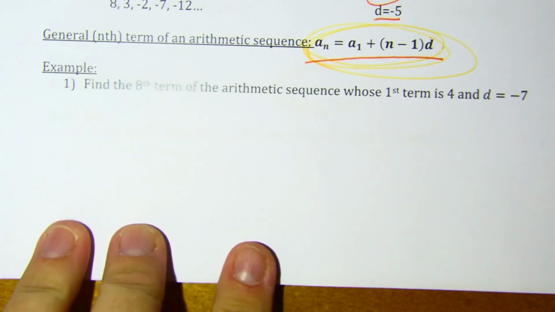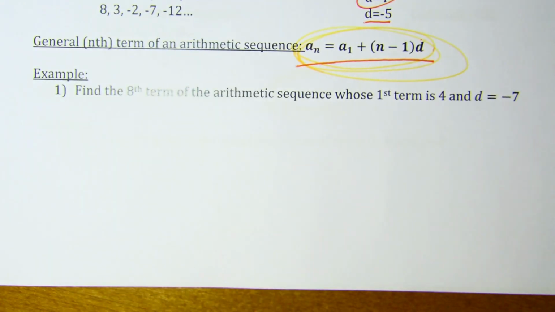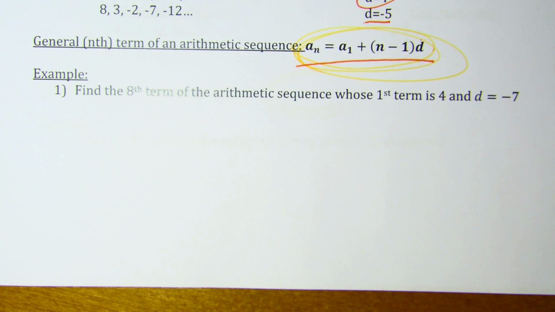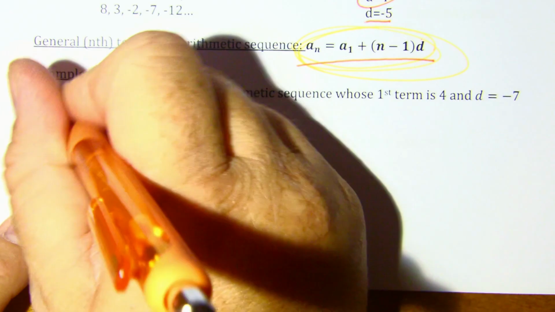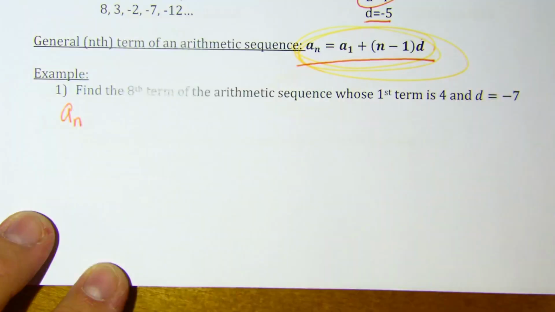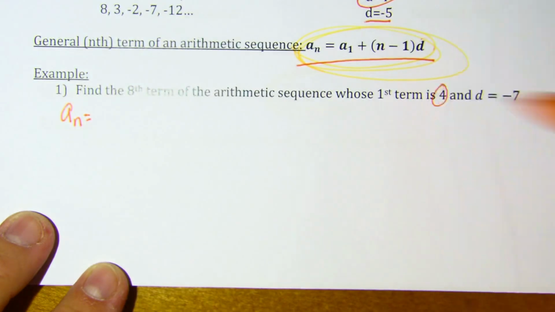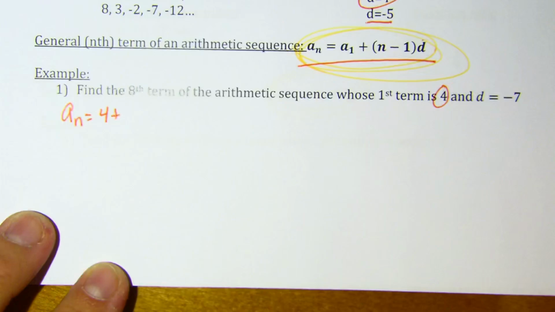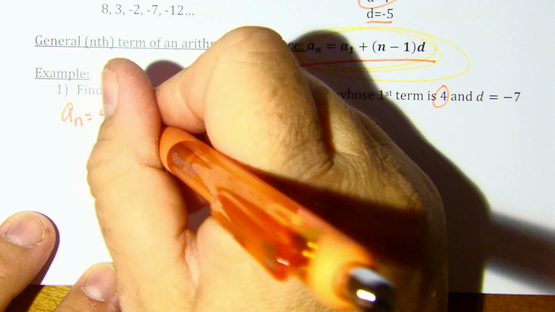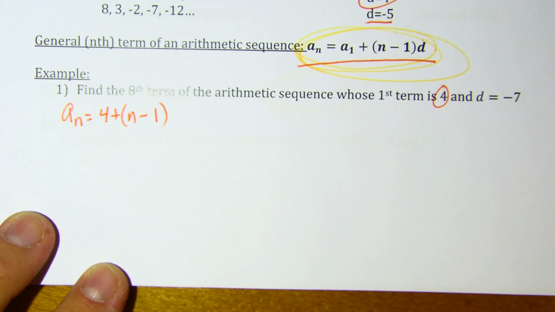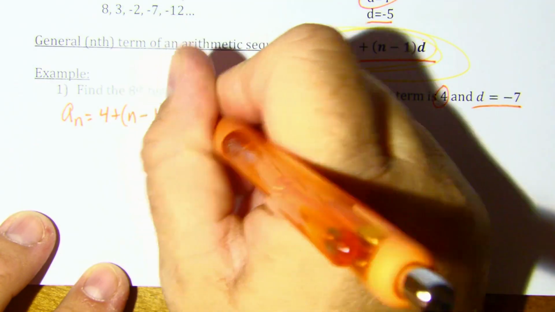It says find the 8th term of the arithmetic sequence whose first term is 4 and common difference is -7. So before I write the 8th term, I could find the general form, a sub n, and that would be the first term. So the first term is 4, and then I don't know what term we're talking about, the nth term, minus 1. And then d is -7.